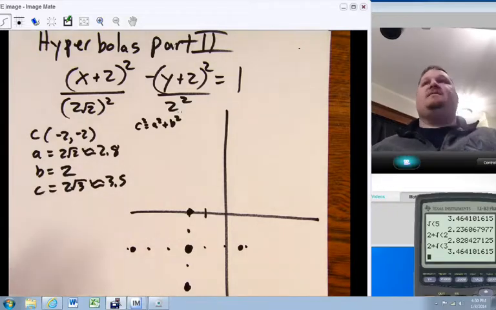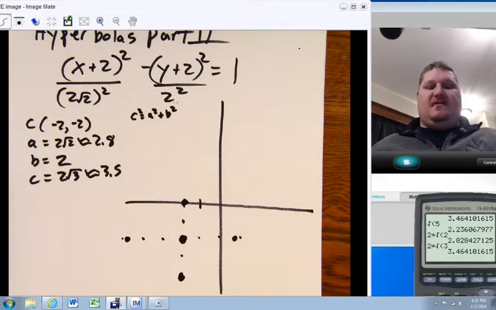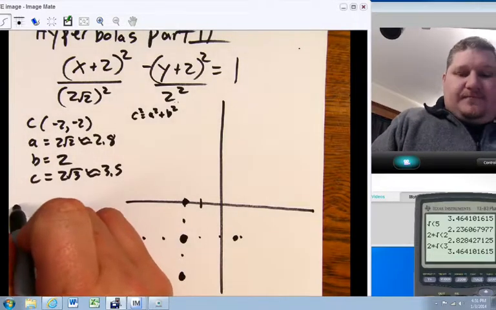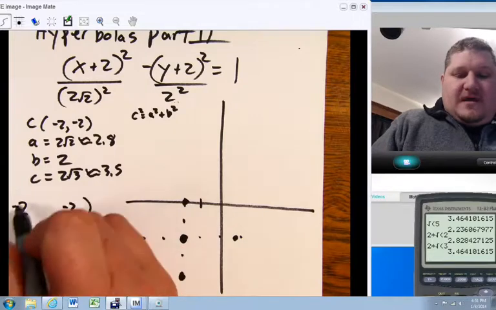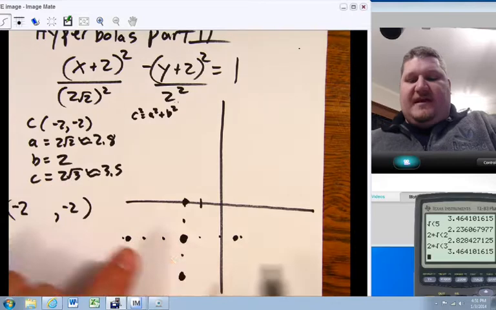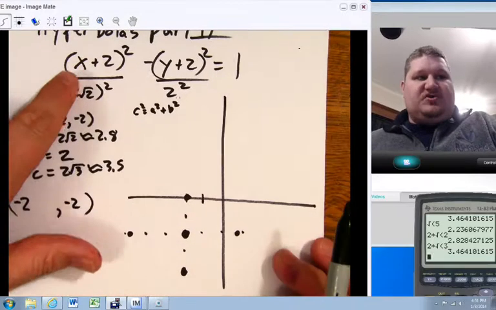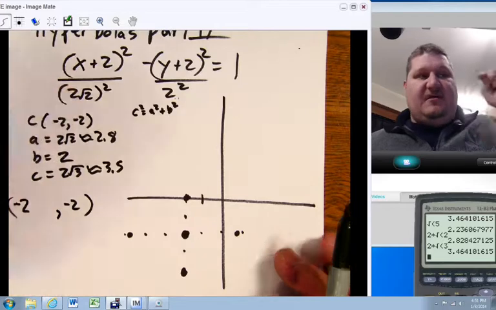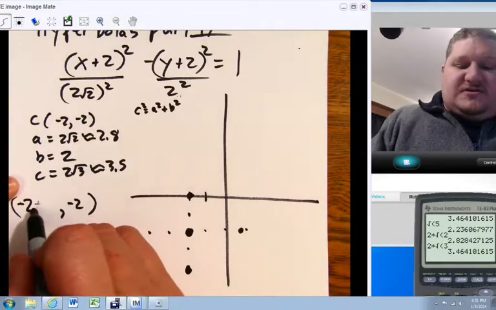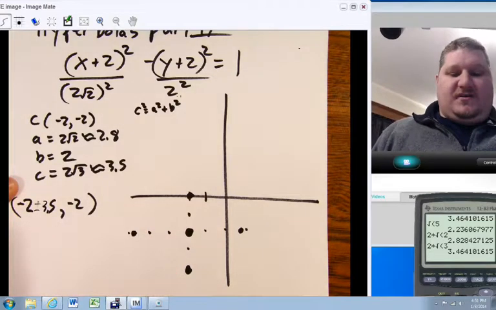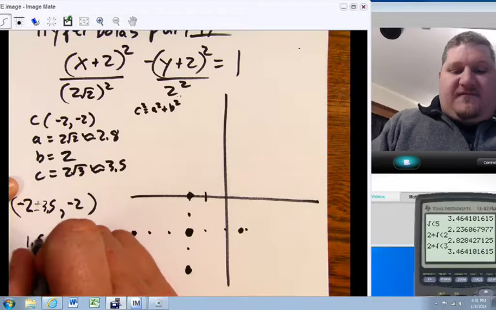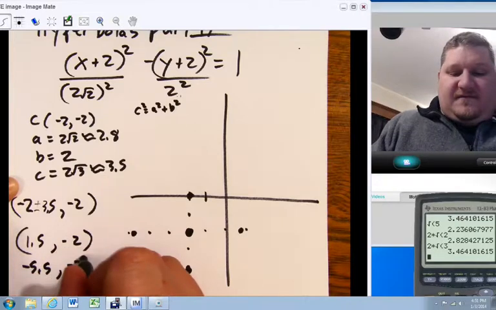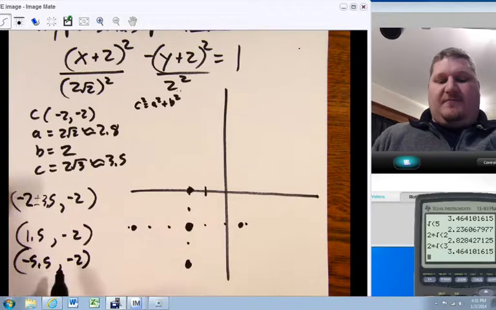At this point, we have done exactly the same thing as the ellipse, and we're going to continue to do the exact same thing. We're going to take the center and add the C value. But because the x is first, this is called the transverse axis in a hyperbola. Because x is first, and remember, first matters with a hyperbola, I add or subtract the 3.5 to the x value. So I come up with 1.5 comma negative 2, and negative 5.5 comma negative 2, or approximately thereabouts. And I'm going to put my foci in.